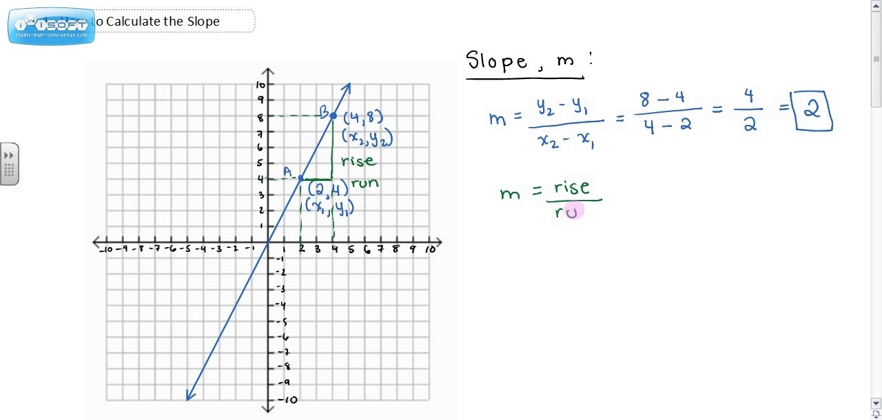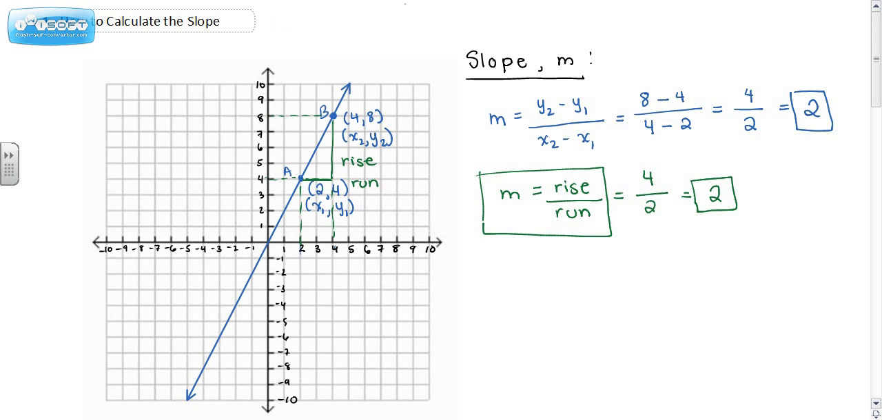So if I look at the grid blocks, I can count my rise and my run. My run is 2 across. My rise is 1, 2, 3, 4 blocks. Using this equation, I have 4 divided by 2, which also gives me a value of 2. Using either equation will give you the slope of your line.